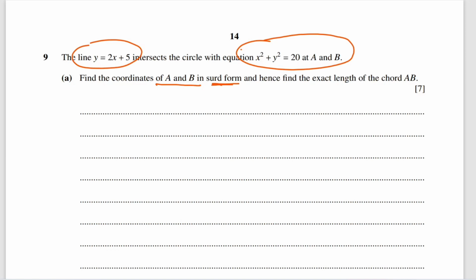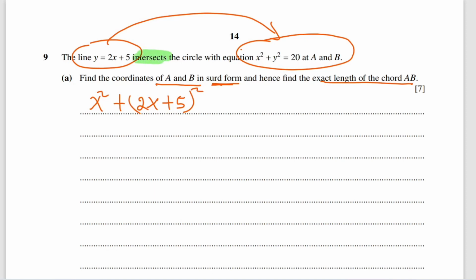After that, given that you now know the coordinates of A and B, use it to find the exact length of line AB, of the chord AB. Anyways, what you basically have to do is put this one right there. So the x squared is there. For the y, we know y is 2x plus 5. And the reason we are doing that is they said they intersect. So if they intersect, we can solve them simultaneously.